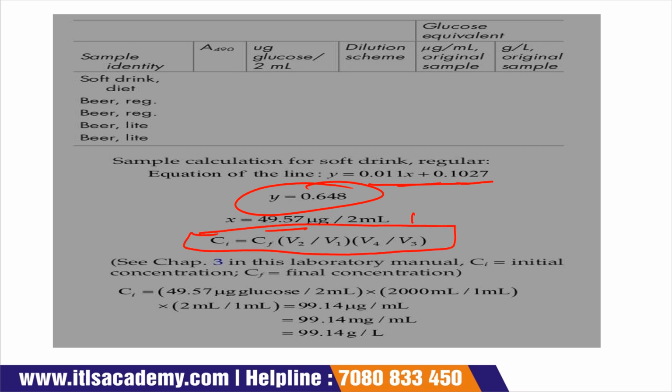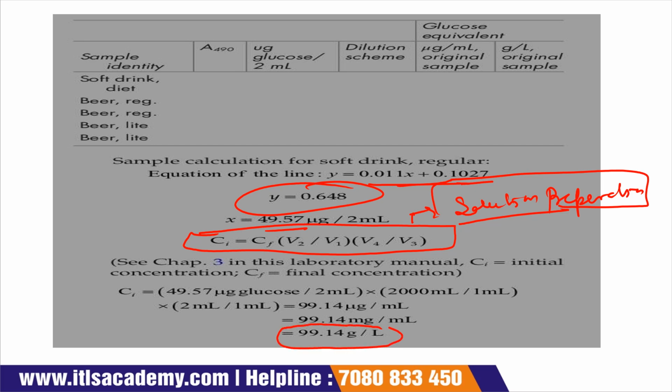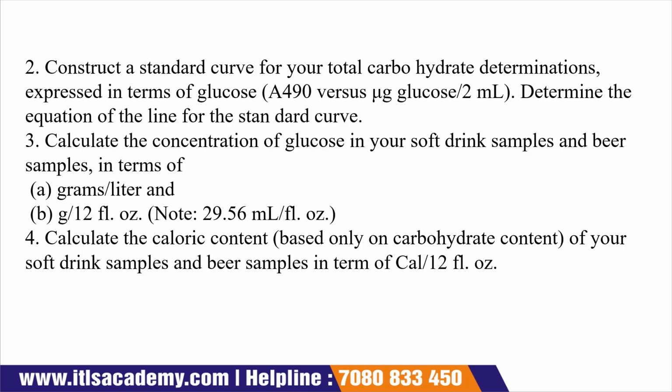If you have any query about this equation, go and see the video on solution preparation. Okay, now put in all the values, and we get the initial concentration, that is 99.14 gram per liter. Now after that we have to construct the curve for your total carbohydrate.